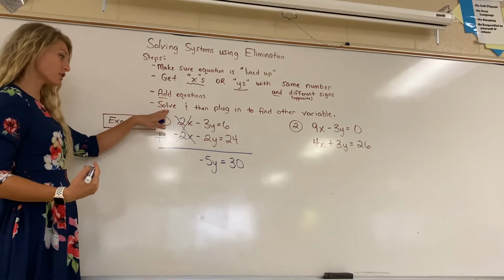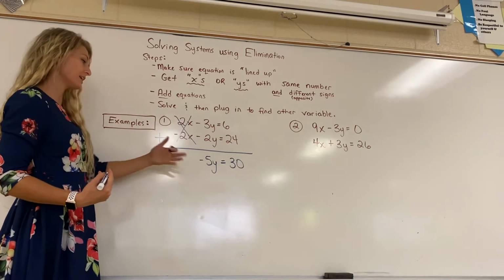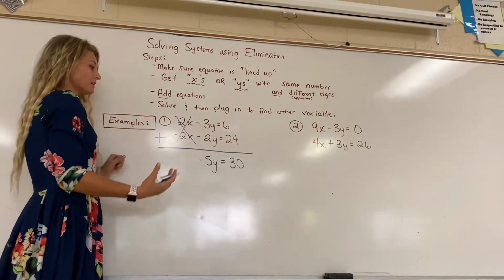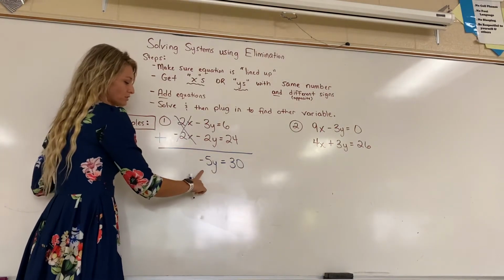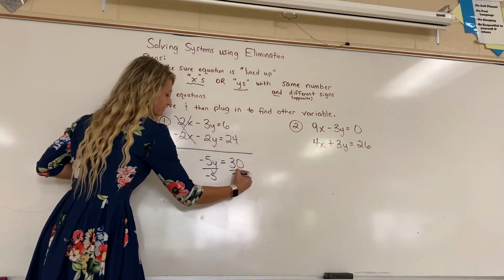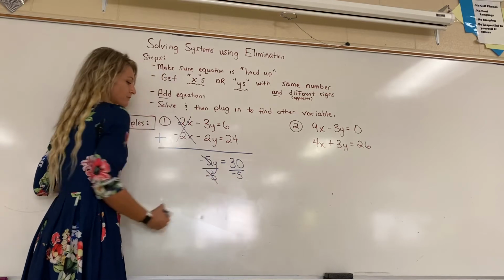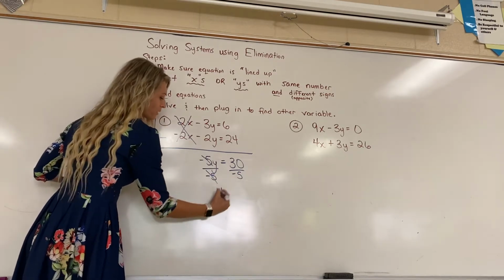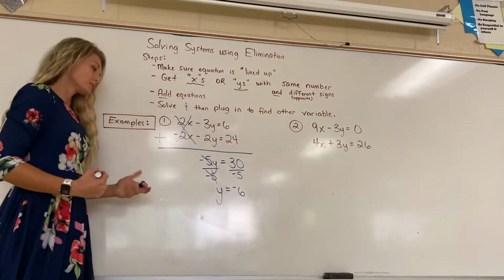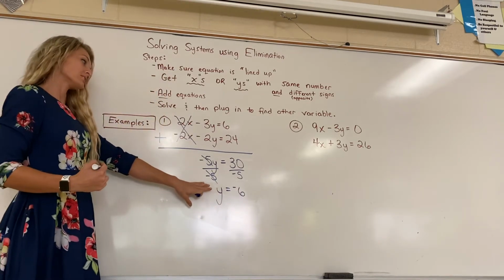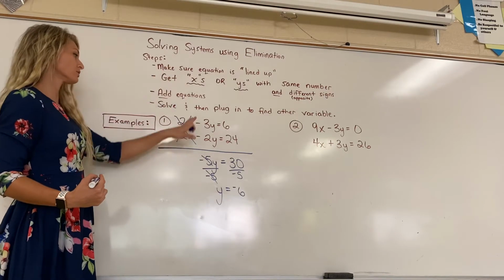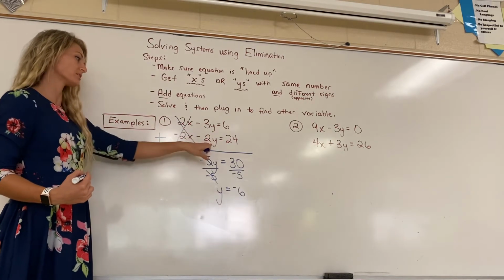Now we just have to solve it. We're going to solve it, and then we'll plug in, just like we did with the other methods, to find the other variable. To solve this, I'm multiplying by negative 5, so I have to divide by negative 5. Negative 5 over negative 5 is 1. My y comes down, and then 30 over negative 5 is negative 6. Remember, that's only part of my solution. When we're solving a system, we're looking for an x and a y value that works in both.